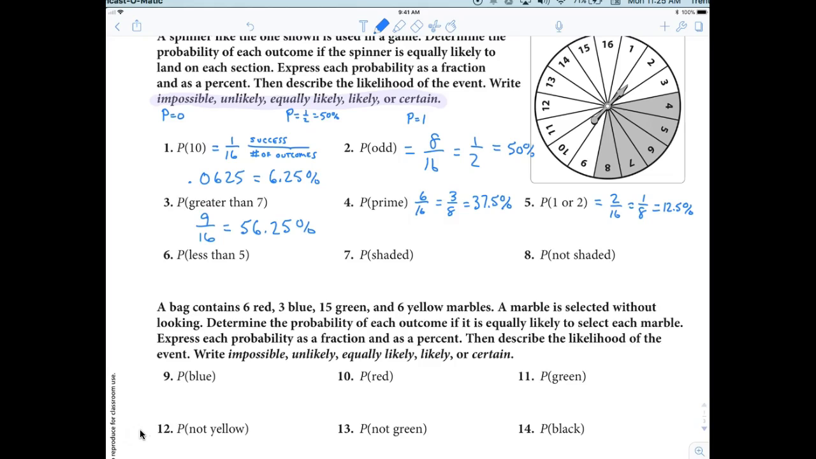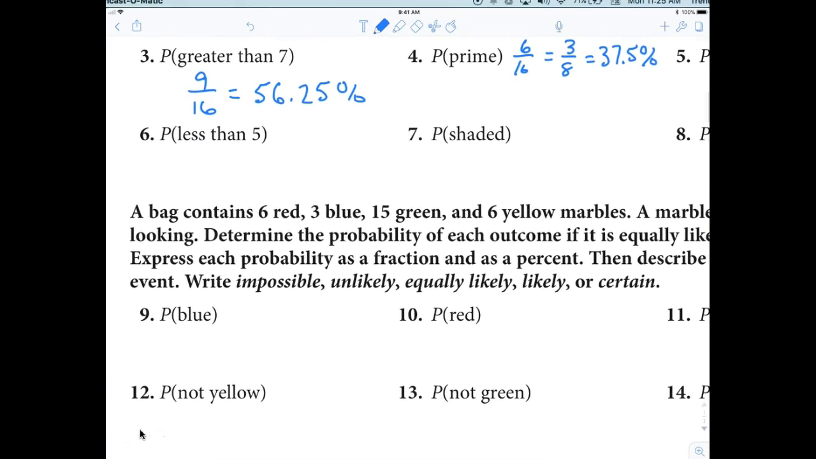So what's the probability of less than 5? 4 out of 16, which we're going to reduce to 1/4, which is the same as 25%. Now again, the reason why this is a good lesson is because it's reviewing your fractions, your decimals, and your percentages. All right, does anybody have any questions with that?